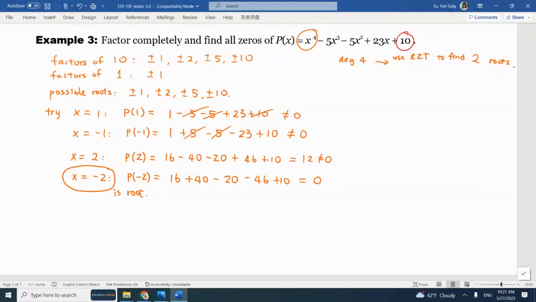Do we stop here? Or do we continue to find more roots? Continue. Because we need to find 2 roots for degree 4. If we're doing degree 3, you find 1 root, you can stop and do the division. But this is degree 4. 1 root is not enough. You need 2 roots. So keep going.